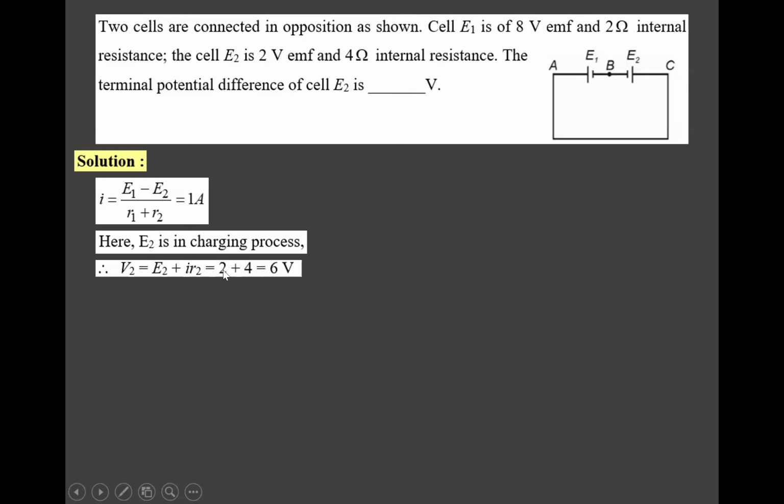Now E2 that is 2, I that is 1, R2 that is 4. So answer will be 6 volt. So our answer is 6. Clear बच्चों?